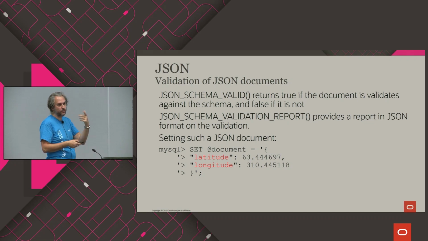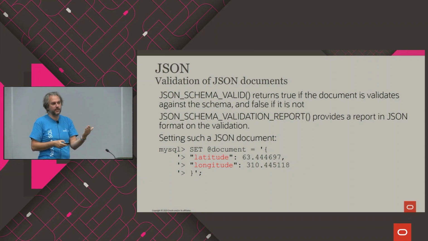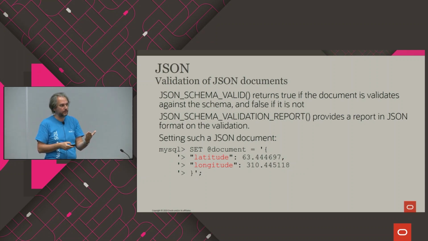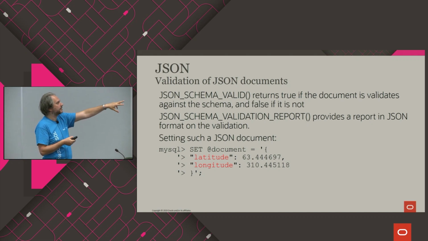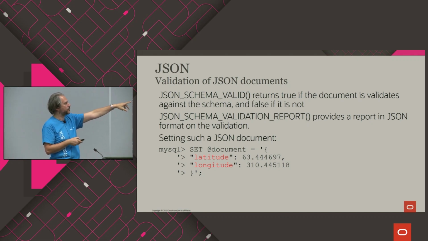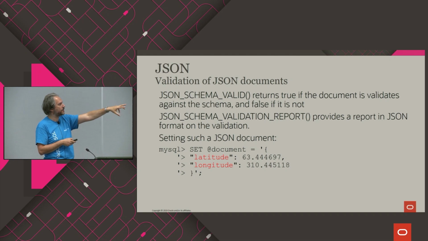But not only that. You can also use two functions. If you are not using check constraints for a table, you can also validate it and then push it to the table, or do whatever you want, because you can check JSON schema valid, and there's also the function JSON schema validation report, which is more complete and gives more information.